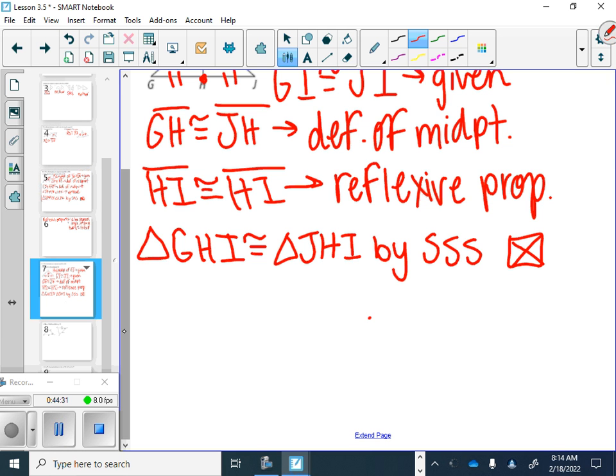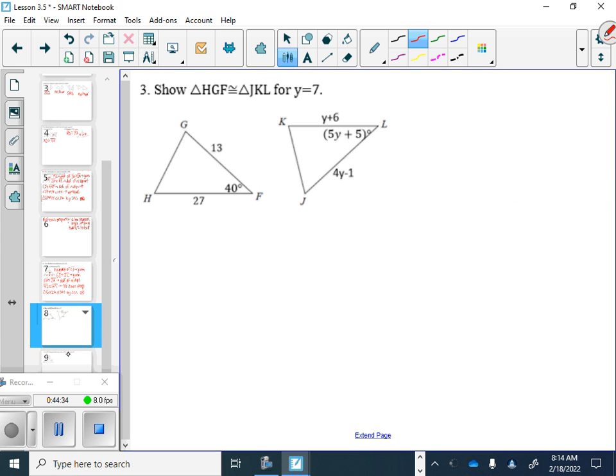Let's move on to number 3. Number 3, we'll be able to do really quick, but we still have to write a few things out. I need to show that HGF is congruent to JKL, and I'm given that y is 7. So I'm simply going to plug in y, make sure they match, write out a few things, and call it a day. y is 7, y plus 6. What's going to make that side be? 13. 7 plus 6 is 13. I'm just plugging in 7 for y, guys.